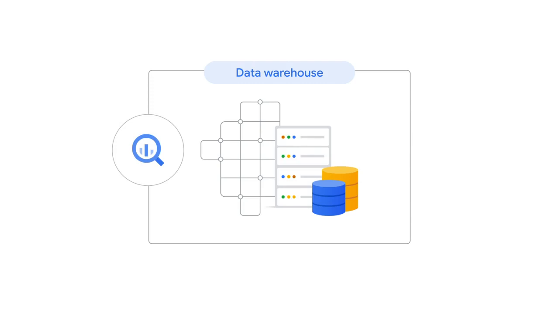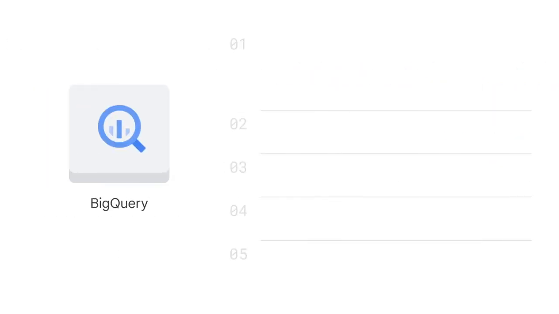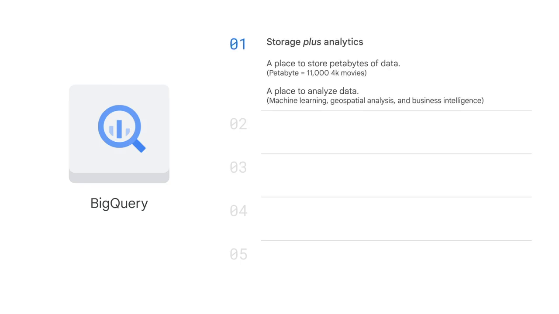Being fully managed means that BigQuery takes care of the underlying infrastructure, so you can focus on using SQL queries to answer business questions, without worrying about deployment, scalability, and security. Let's look at some of the key features of BigQuery. BigQuery provides two services in one, storage plus analytics. It's a place to store petabytes of data. For reference, 1 petabyte is equivalent to 11,000 movies at 4K quality.